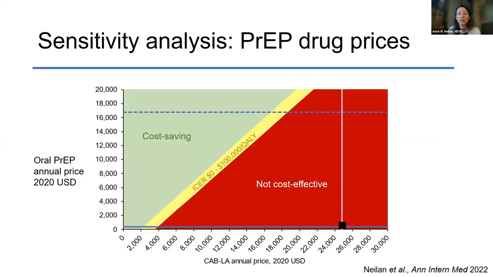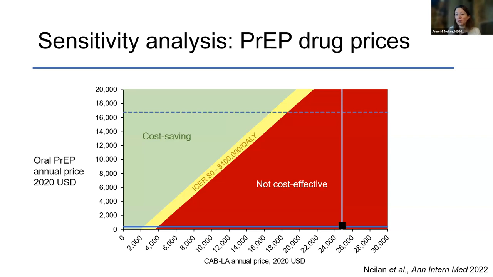So this figure is a sensitivity analysis on PrEP drug price for oral PrEP and CAB-LA. And the vertical axis shows annual price of oral PrEP from 0 to $20,000. The dashed horizontal blue line at 16,800 shows branded oral PrEP price, and that solid horizontal blue line just above the x-axis at 360 is indicating the generic oral PrEP price at $360.